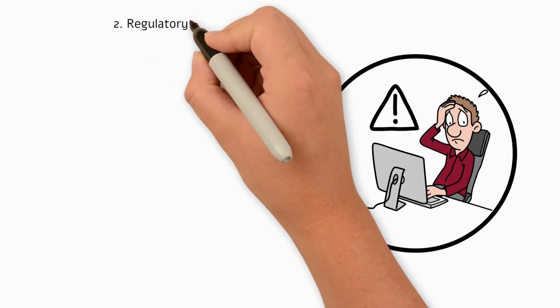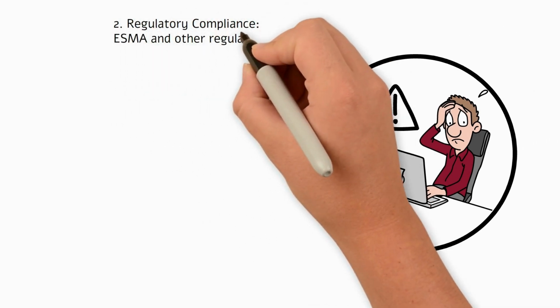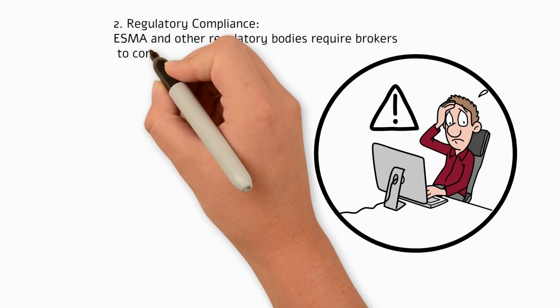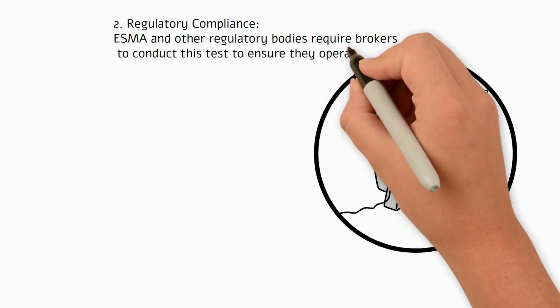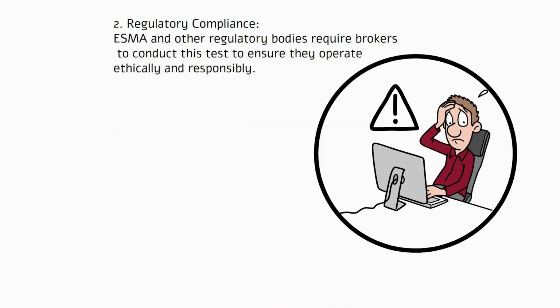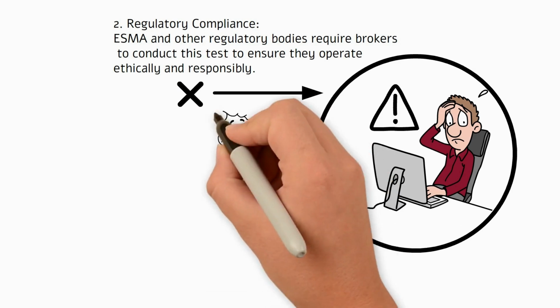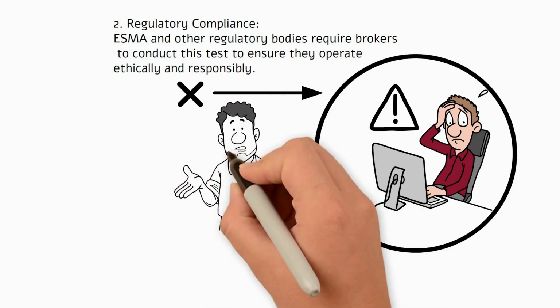2. Regulatory compliance. ESMA and other regulatory bodies require brokers to conduct this test to ensure they operate ethically and responsibly. If a broker doesn't administer this test, they are breaching regulations, which could lead to sanctions for them and an unsafe experience for you as an investor.